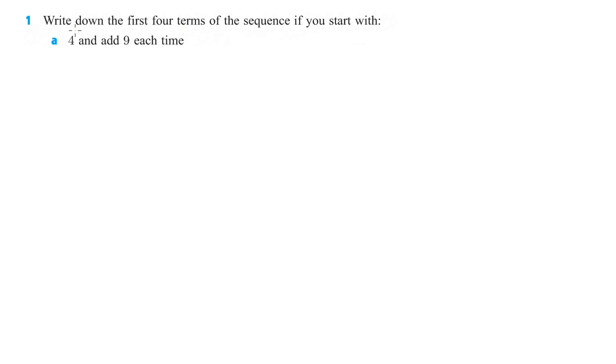Okay, so first one, number one: write down the first four terms of the sequence if you start with 4 and add 9 each time. So the first number is 4, add 9 to that, and we get 13. Add 9 to that, and we get 22. And then add 9 to that, and we get 31. And that's the first four terms of the sequence.